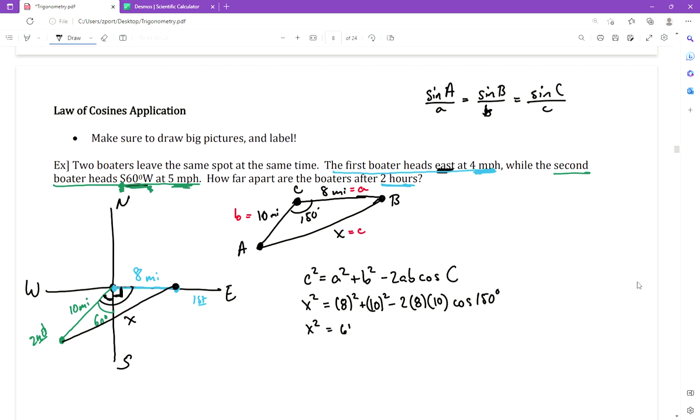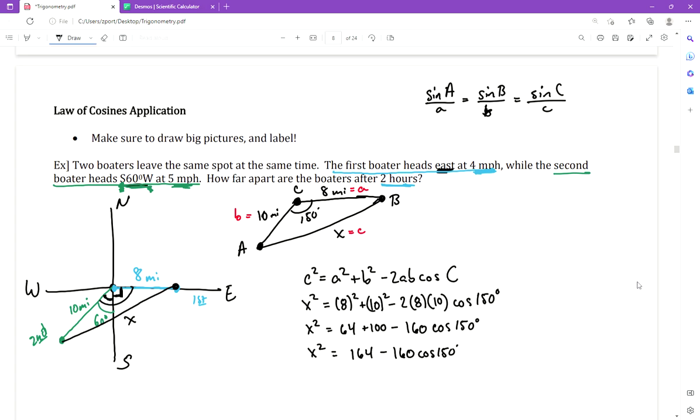8 squared is 64. 10 squared is 100. 2 times 8 is 16, times 10 would be 160. And then cosine of 150 degrees. And then let's continue with the order of operations. So 64 and 100 would add to be 164. And then we still have minus 160 cosine of 150 degrees.